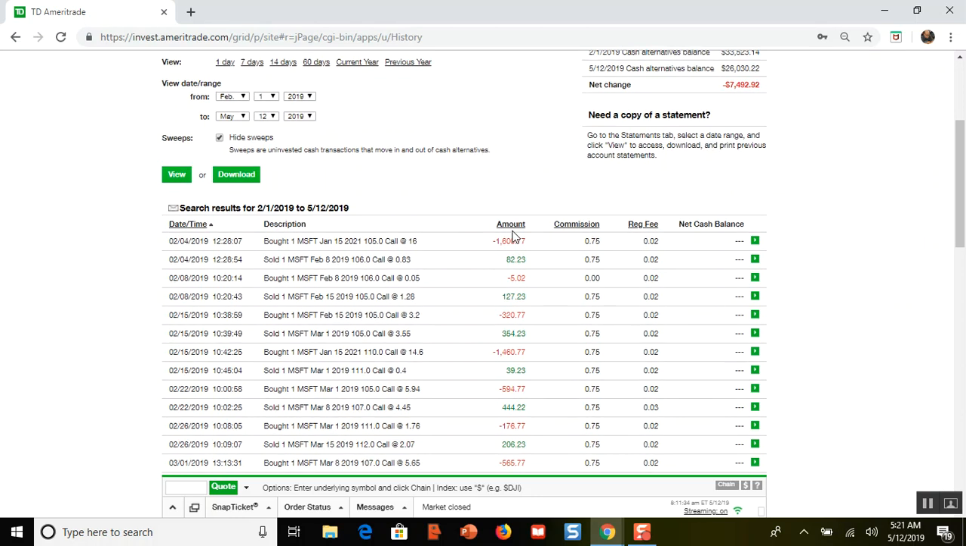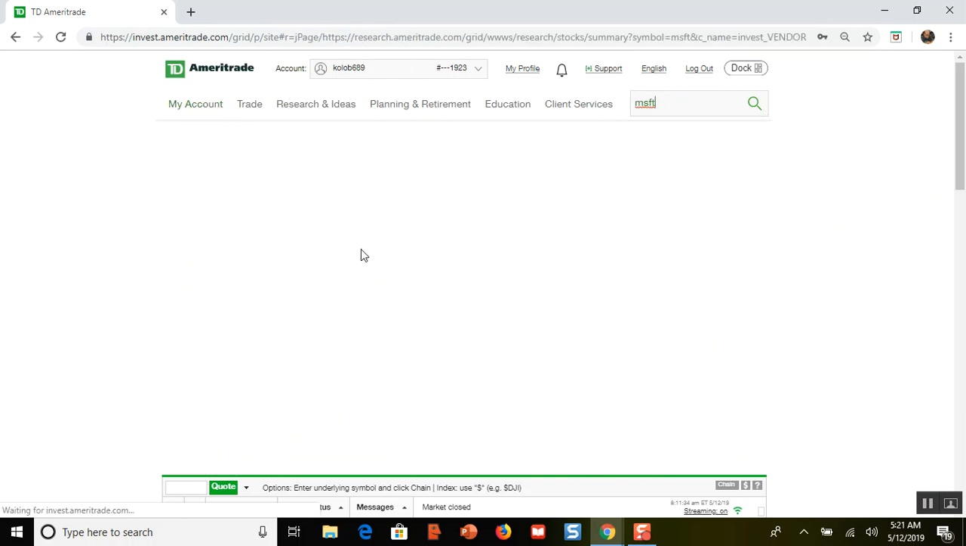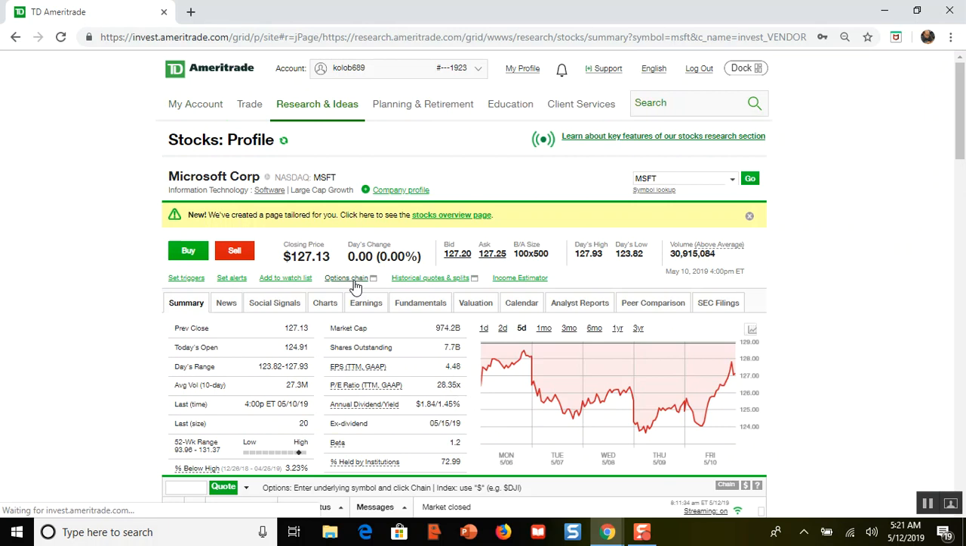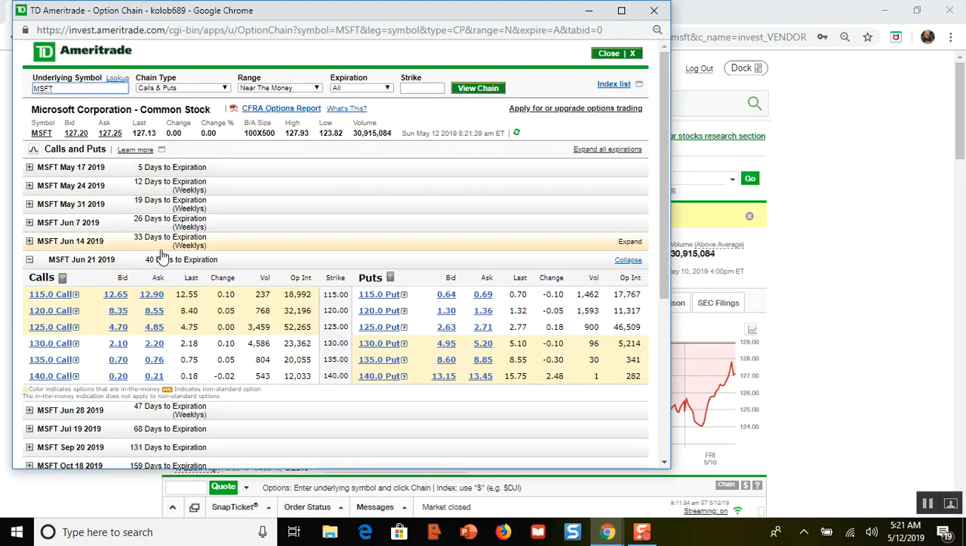Delta is not your friend, but the money that you can make on the theta is great. Okay, the theta is the time value of the options, right? You can make tremendous money. And let me show you what I mean, okay? Let's go ahead and look at Microsoft, and let's look at the option chain. And right now, Microsoft is at 127.13.